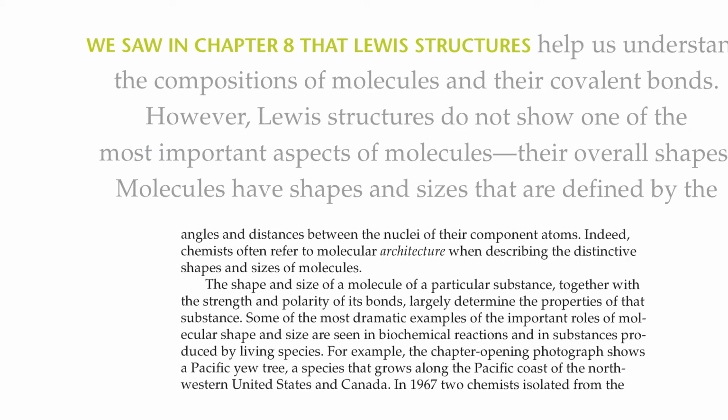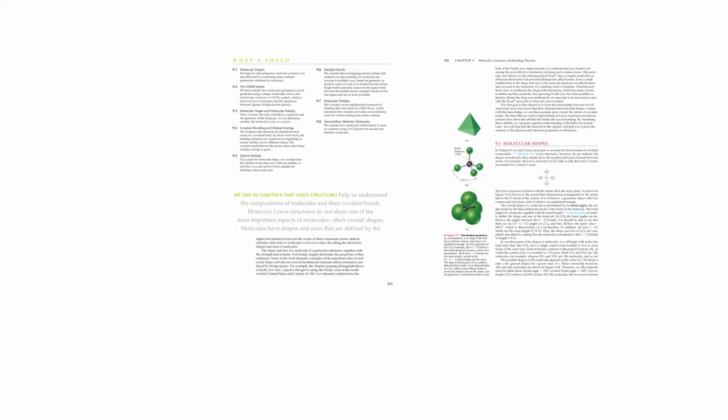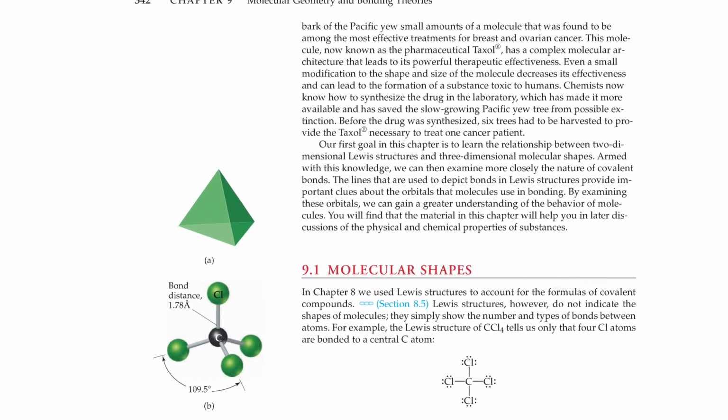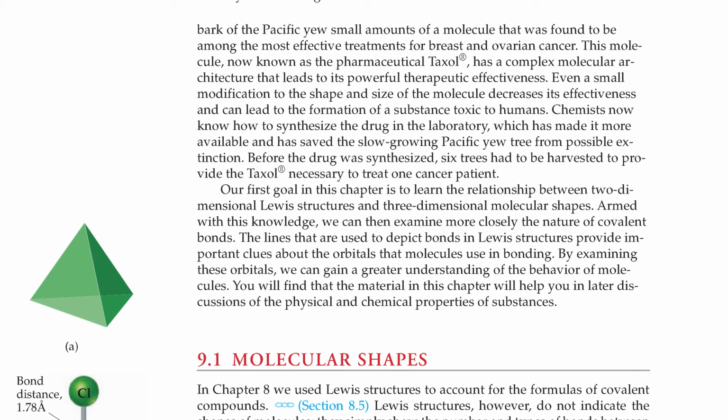Some of the most dramatic examples of the important roles of molecular shape and size are seen in biological reactions and in substances produced by living things. For example, the chapter opening photograph shows a Pacific yew tree, a species that grows along the Pacific coast in northwestern United States and Canada. In 1967, two chemists isolated from the bark of the Pacific yew small amounts of a molecule that was found to be among the most effective treatments for breast and ovarian cancer.